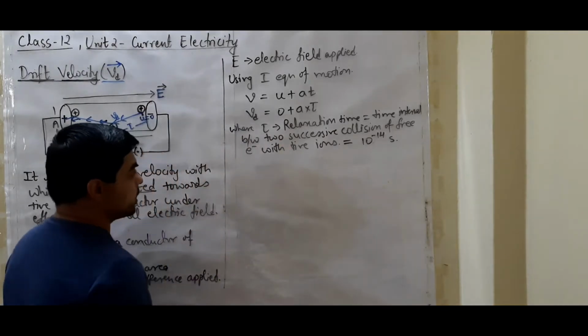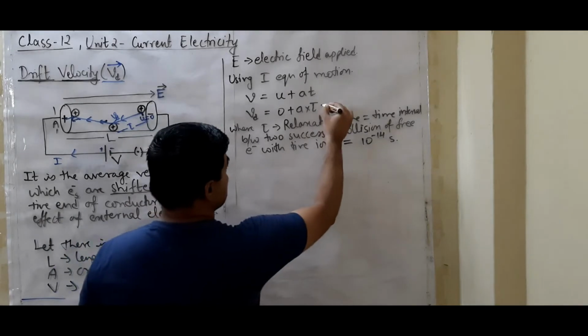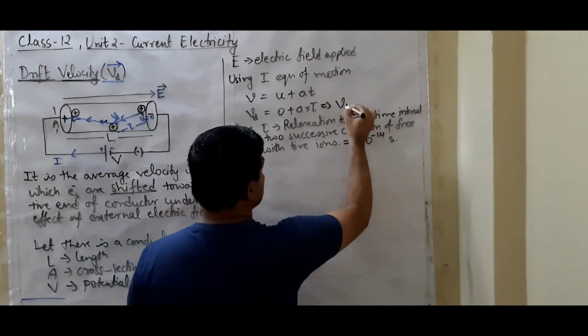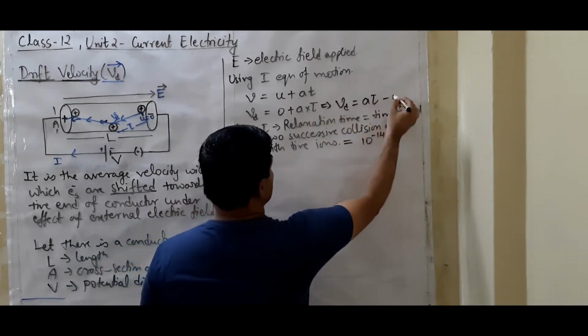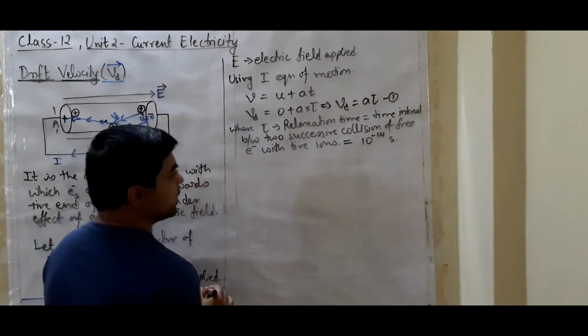So here the expression tau. Now from this we will have the value Vd is equal to a tau, equation number 1. Now we will find the value of a.